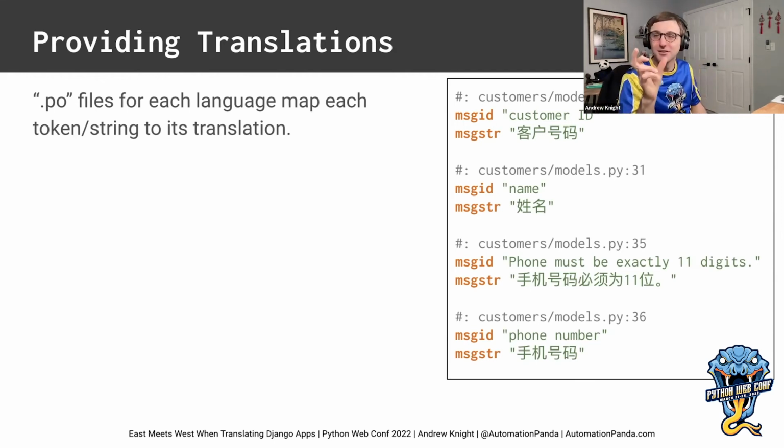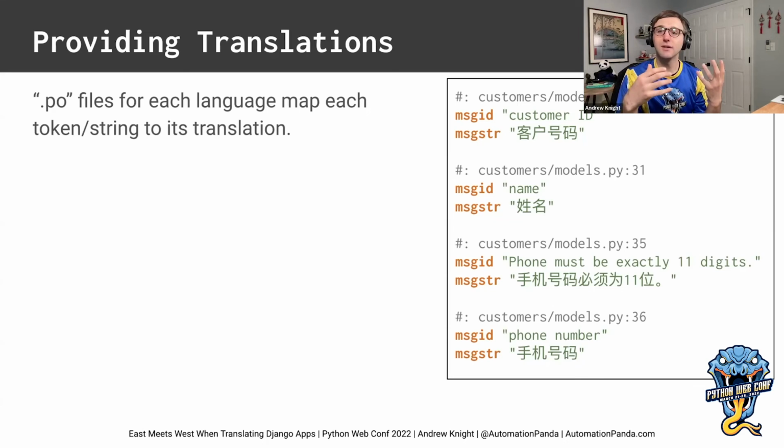It could be like another token name or whatever. And then you'll have the message string. When you first generate this, the message string will be blank. It'll be empty. And so what you need to do is go in and provide the translation for that message ID. So here you can see like name was translated to Mingzi, which is Chinese for name.